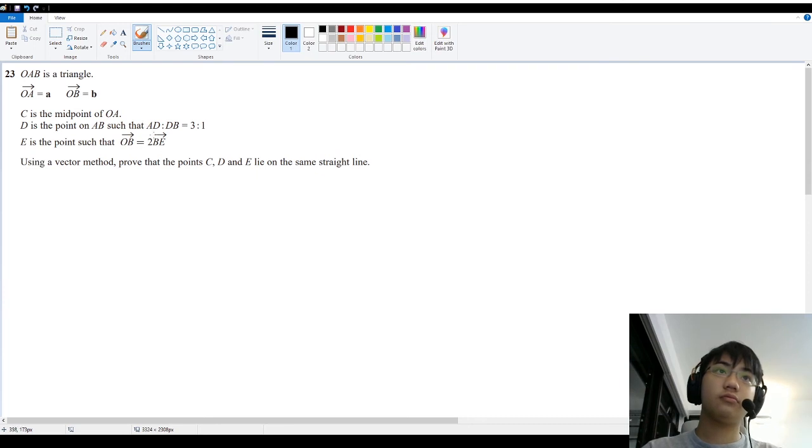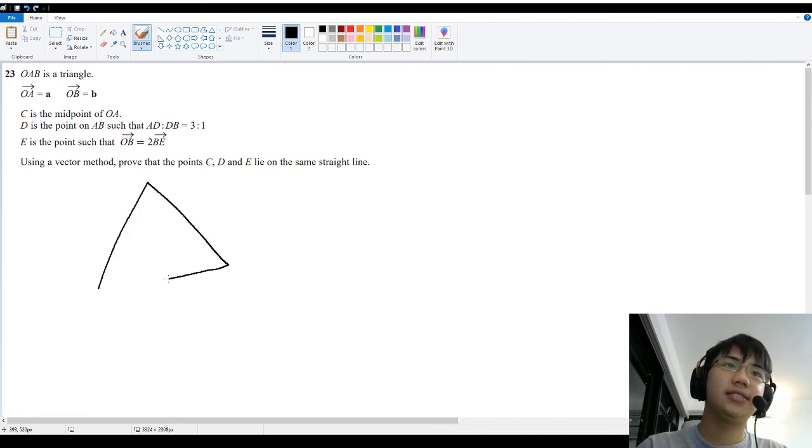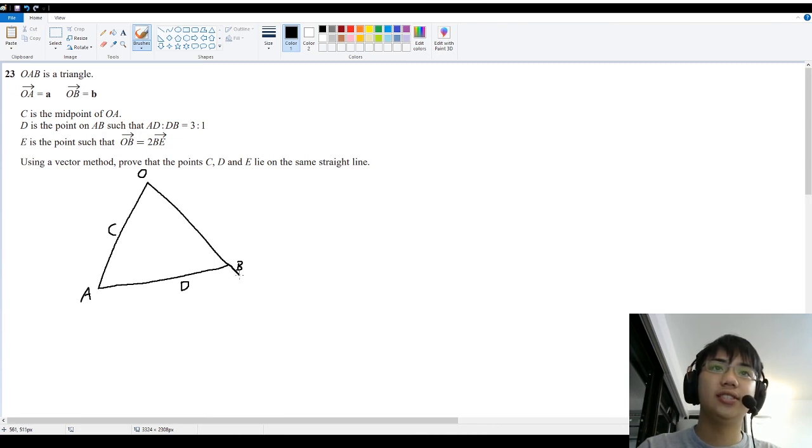So first we draw a diagram. Let's draw a triangle like this. You have point O here, then point A, and point B. C is the midpoint of OA, so you have point C here. D is the point on AB, so AD to DB is 3 to 1, like this. And E is the point such that OB is 2BE, so BE is half of OB and in the same direction, so we continue this line until we reach E. So this is a diagram of our question here.